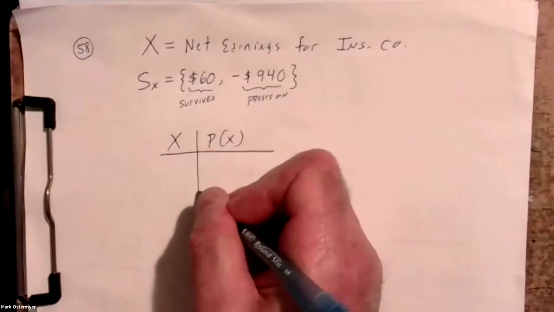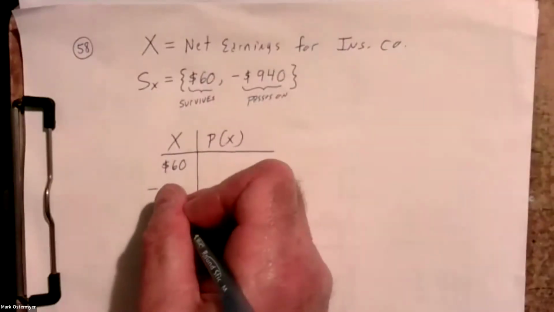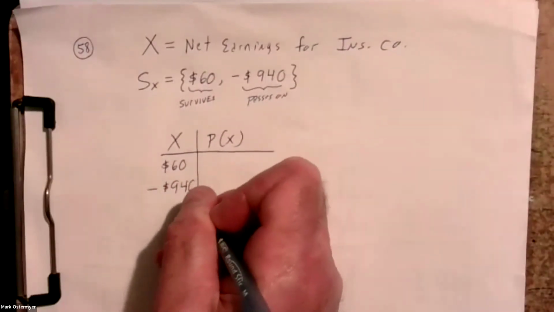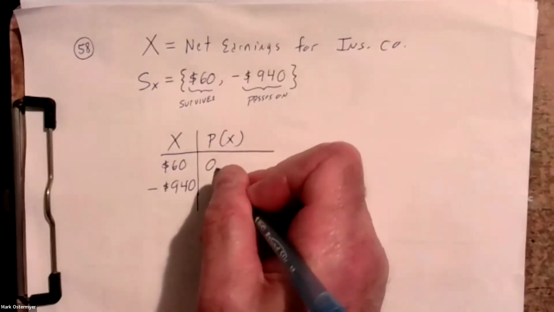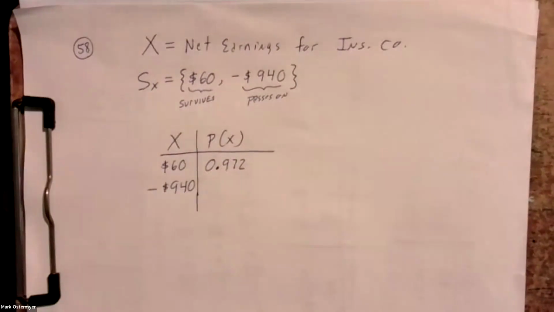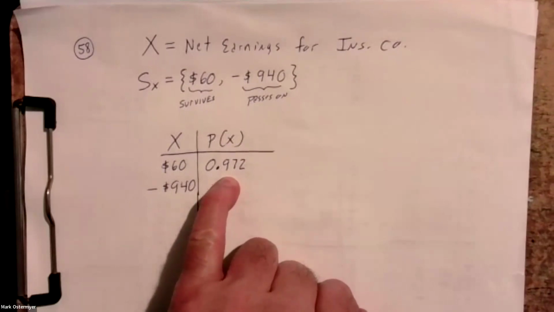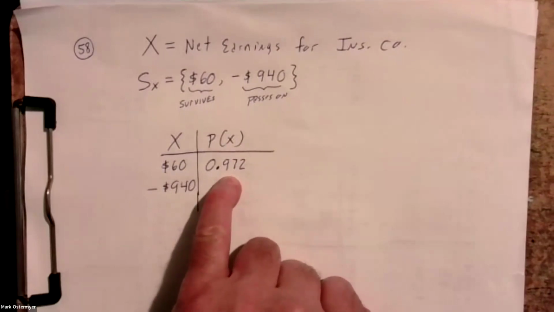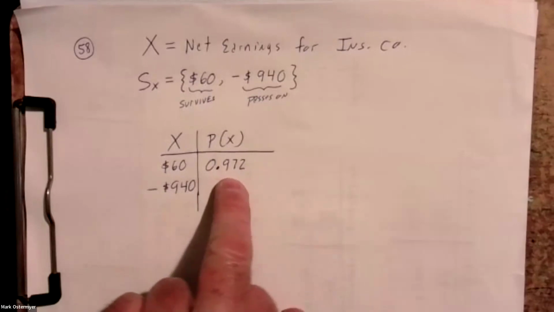All right. So X can take on the value of $60 or it could take on the value of negative $940. What's the probability that a 60-year-old will survive? Well, from mortality tables, it's 0.972. How do you think they got this probability? Well, they probably kept track of maybe millions and millions of 60-year-olds between 60 and 61. And on average, ladies and gentlemen, of those millions of data values they collected over a large period of time, they discovered that there's about a 97.2% chance that a 60-year-old is going to make it to their 61st birthday. That's probably how they got that.